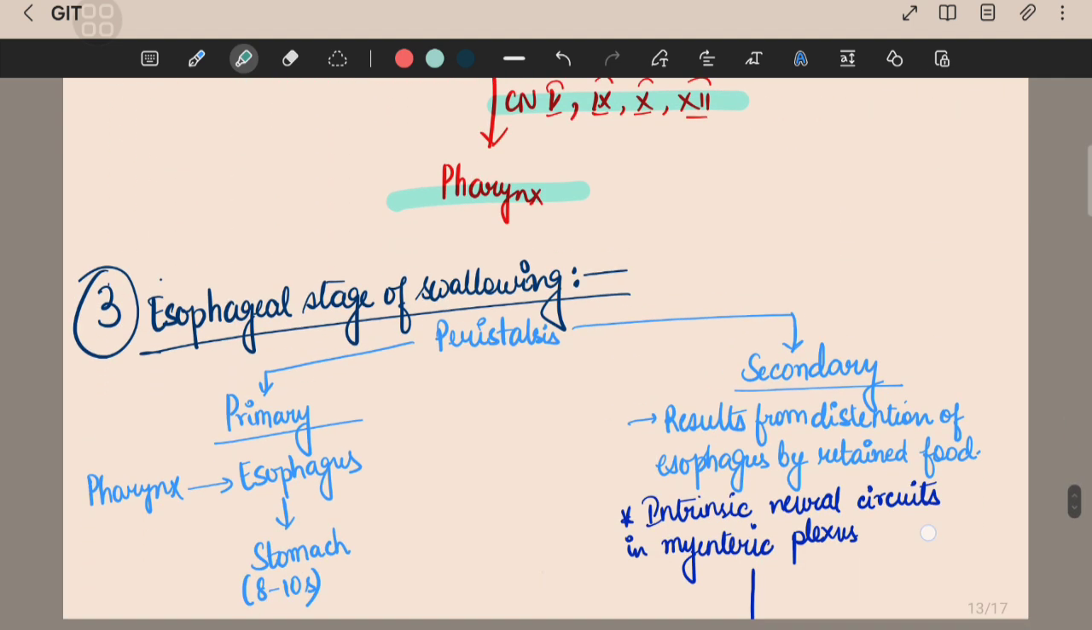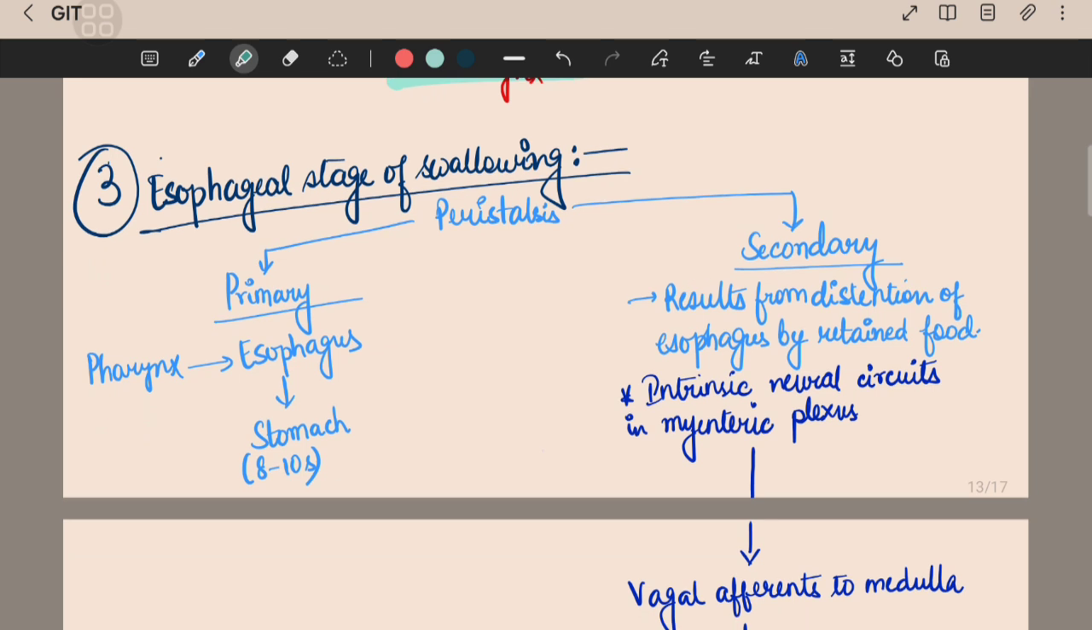Now talking about the last stage, the esophageal stage of swallowing. Here peristalsis happens, and there are two types: primary and secondary peristalsis. Primary peristalsis forces the movement of the food bolus from the pharynx to the esophagus and then to the stomach, which takes approximately 8 to 10 seconds.